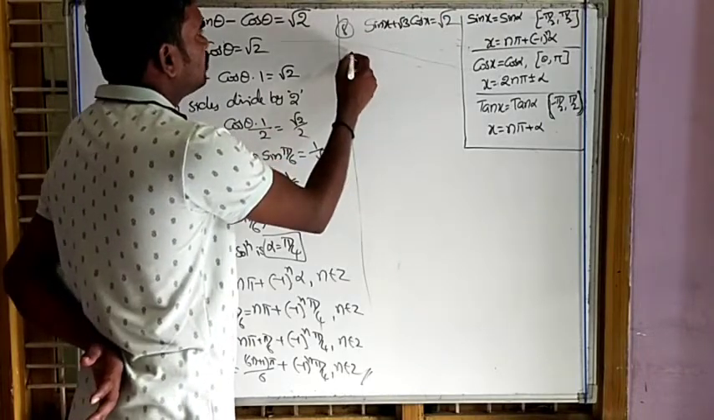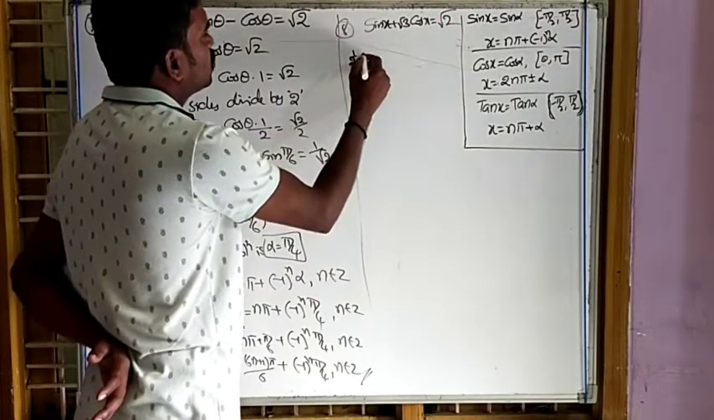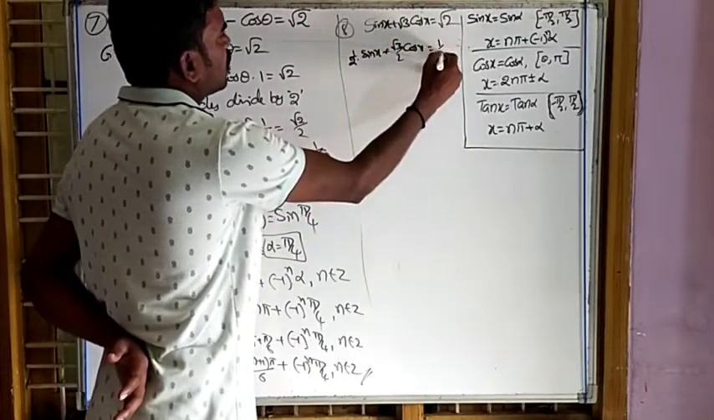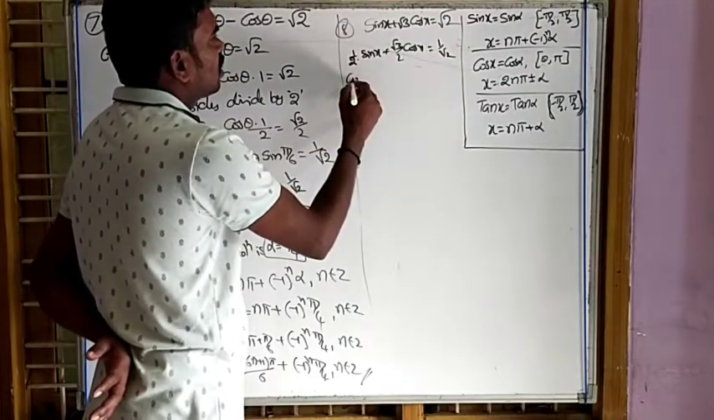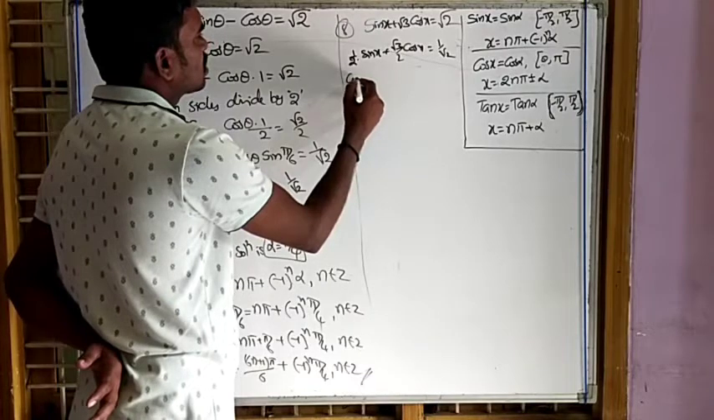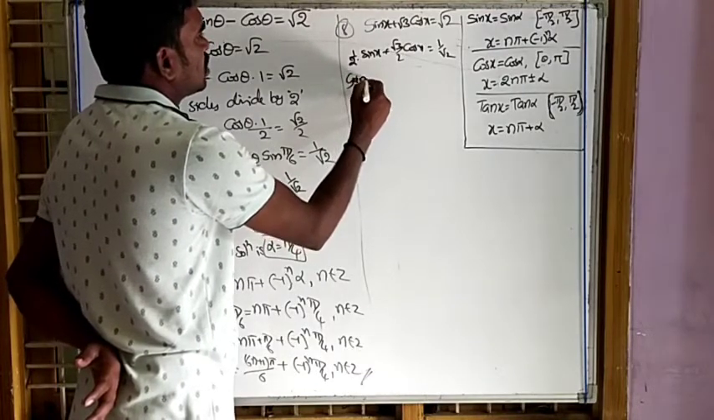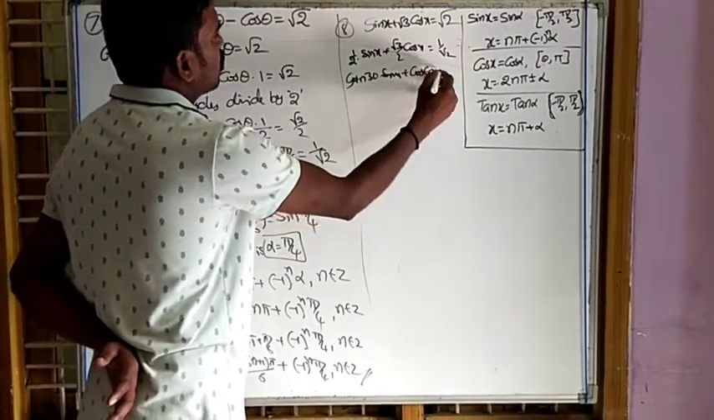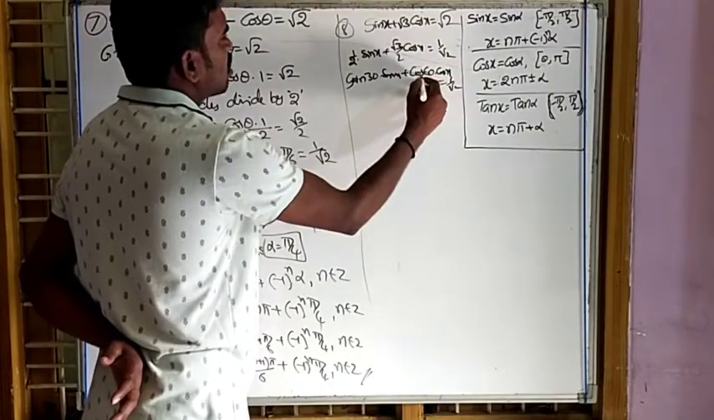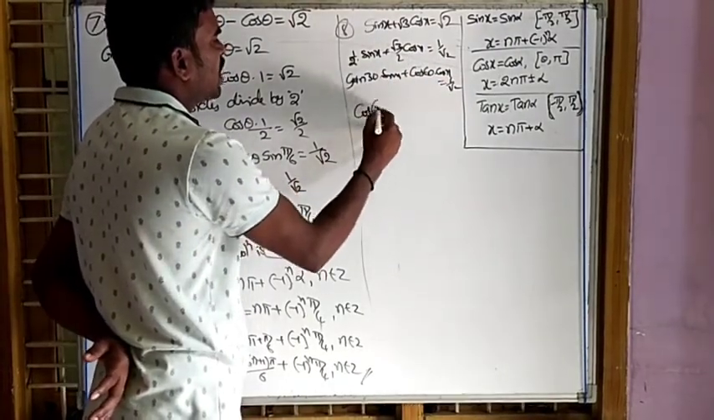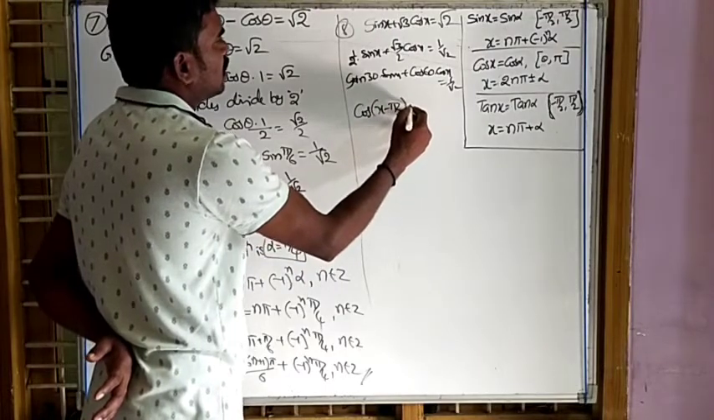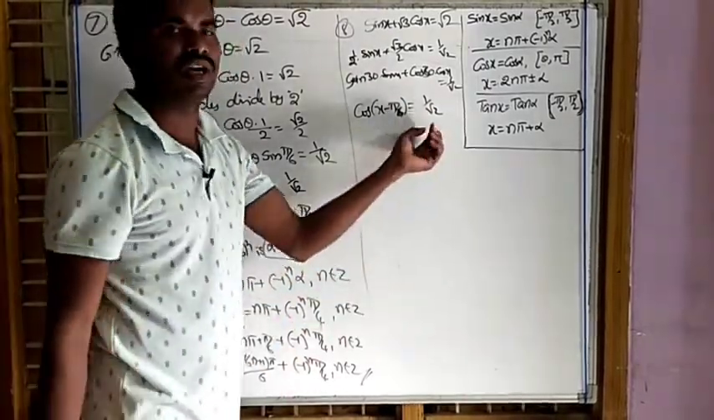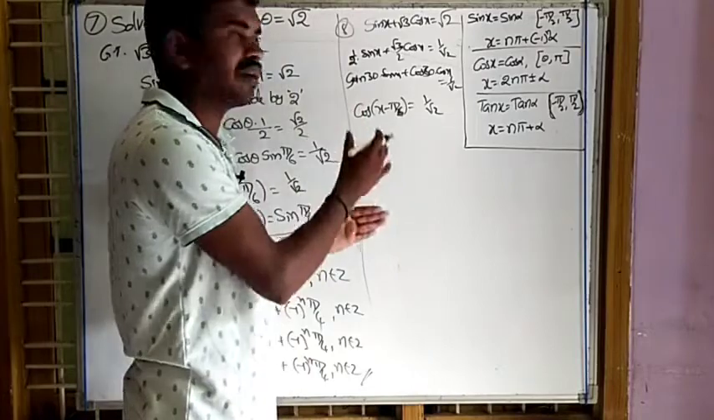Then dividing by 2 means 1 by 2 sin x plus root 3 by 2 cos x is equal to 1 by root 2. Can we express this in terms of cos or sin? Sin 30 degrees into sin x plus cos 60 into cos x is equal to 1 by root 2. So cos a cos b plus sin a sin b is cos of (a minus b), so cos of (x minus pi by 6) is equal to 1 by root 2. Principal solution alpha.